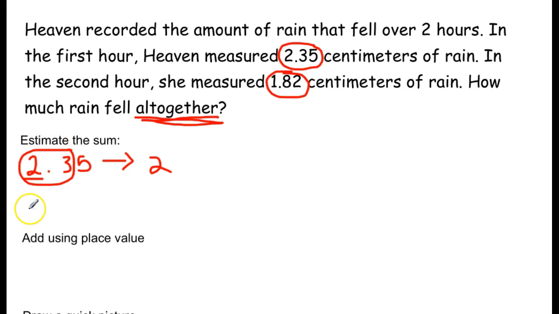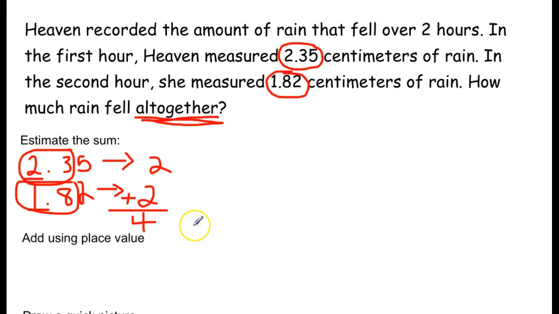Then we're going to look at 1 and 82 hundredths, which we know rounds up to 2 because we're rounding to the whole number, which is the 1. So we're going to look at this, and 1.8 is much closer to 2 than it is to 1, so we are going to round up. So now we are just adding 2 plus 2, which our sum is going to be 4.